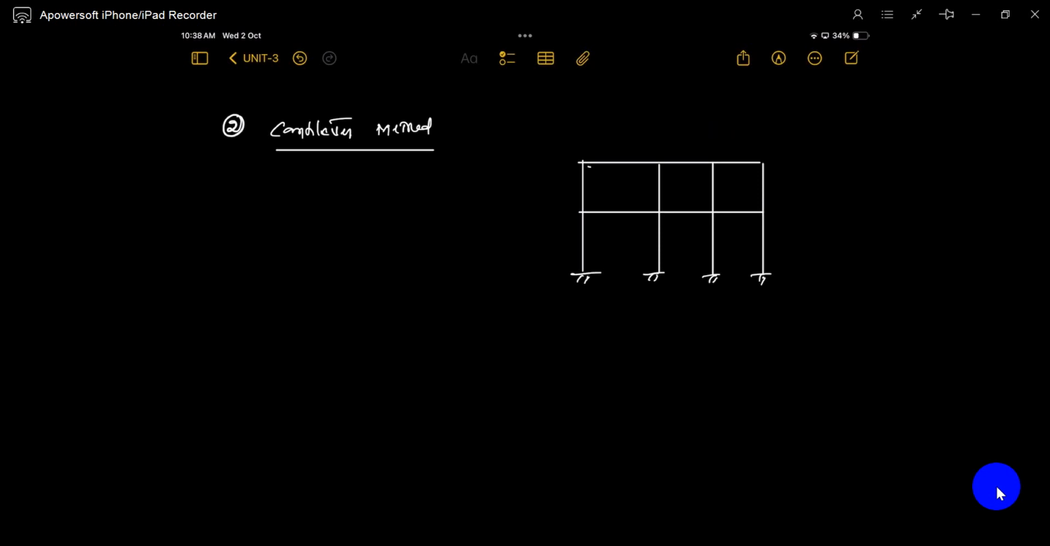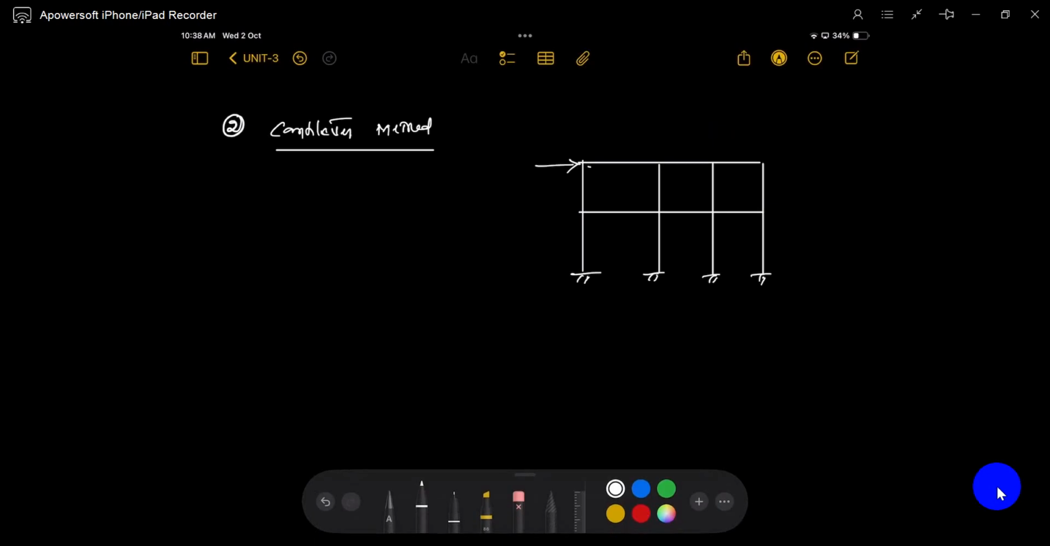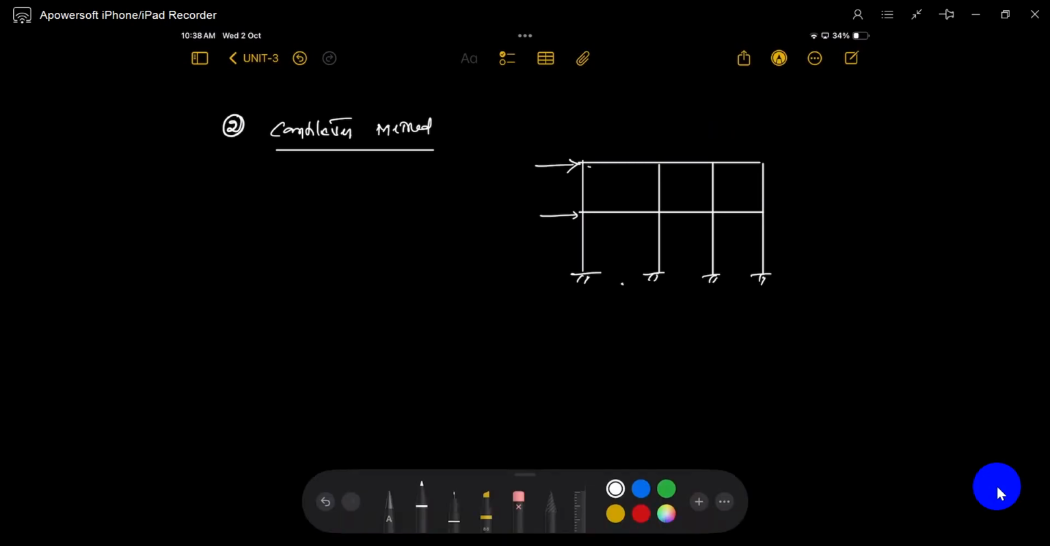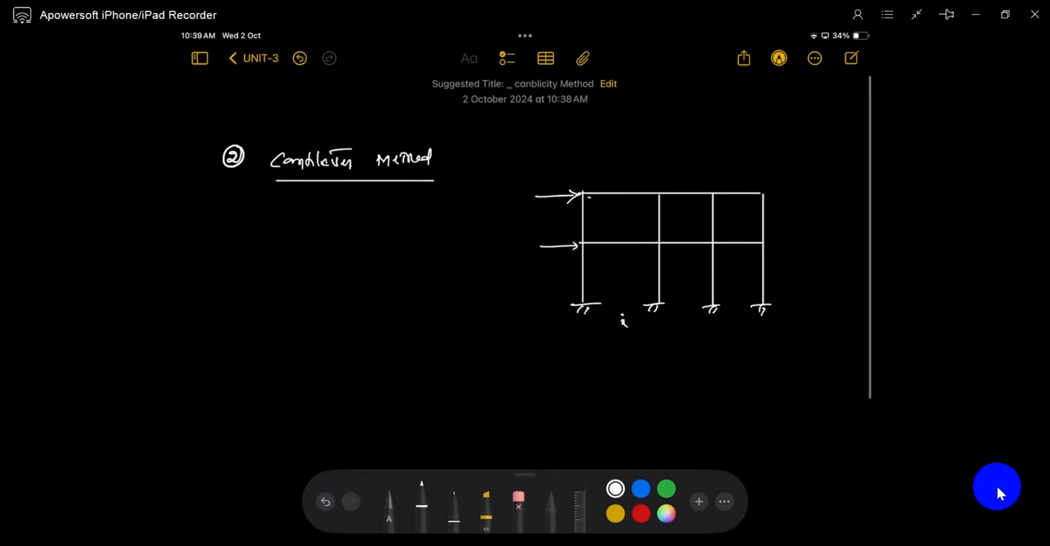Okay, today we'll see the cantilever method in approximate methods. Take a frame like this. If I apply a transverse load, with some distances, and some height of the story, some 3, 4, like this.